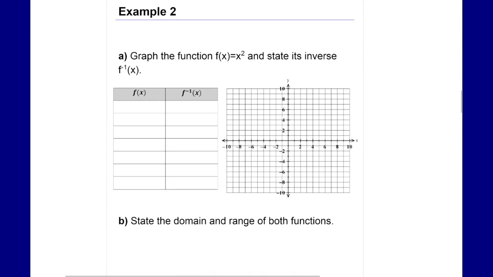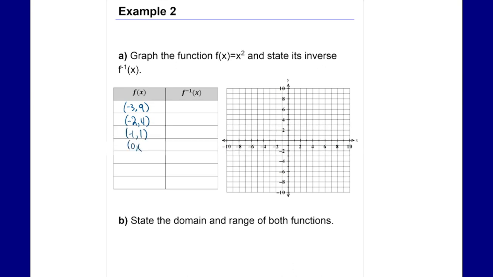So looking at another example, we want to graph the function and state its inverse. So our parent function, our base function, is going to be x squared. So that's where we had negative 3 and 9, negative 2 and 4, negative 1 and 1, 0 and 0, 1 and 1, 2 and 4, and 3 and 9. So that's our base function. We've dealt with the quadratic before. We should be familiar with that.